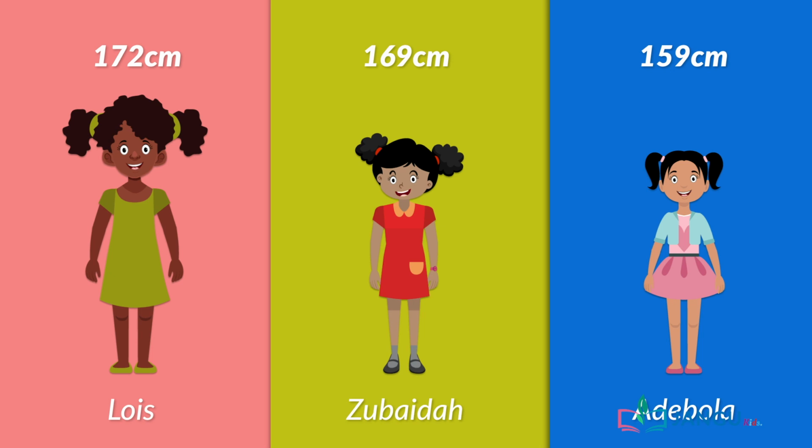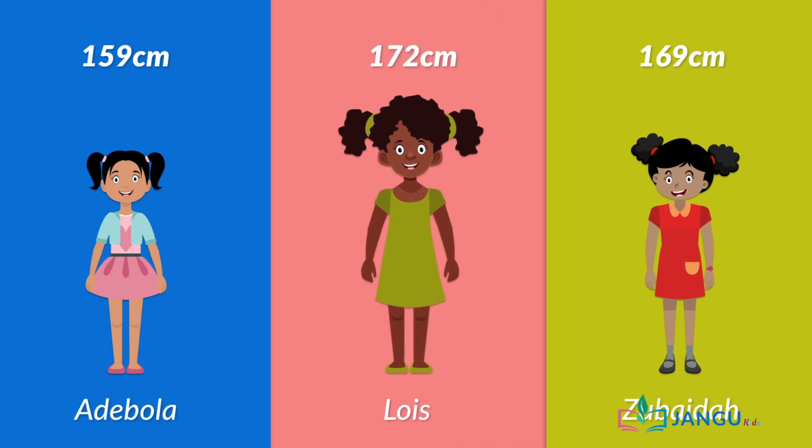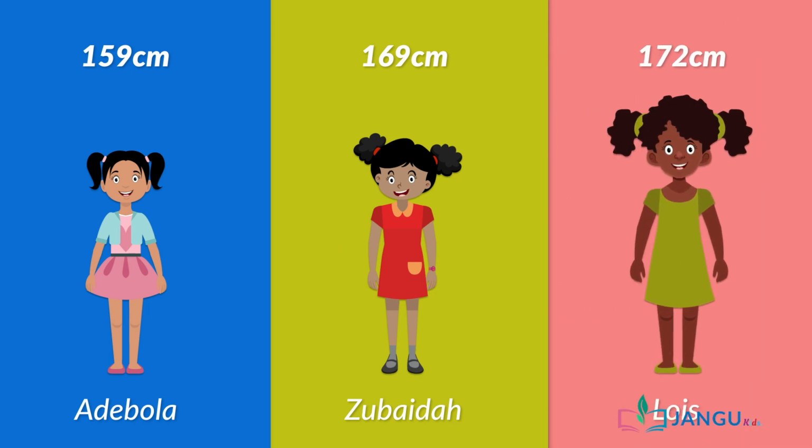Now, in order to decide who the tallest girl and shortest girl is, we will have to arrange their heights in ascending order from lowest to highest. So, Adebola at 159 centimeters comes first, followed by Zubaida at 169 centimeters and Lois at 172 centimeters. With this, we get that Adebola is the shortest and Lois is the tallest.